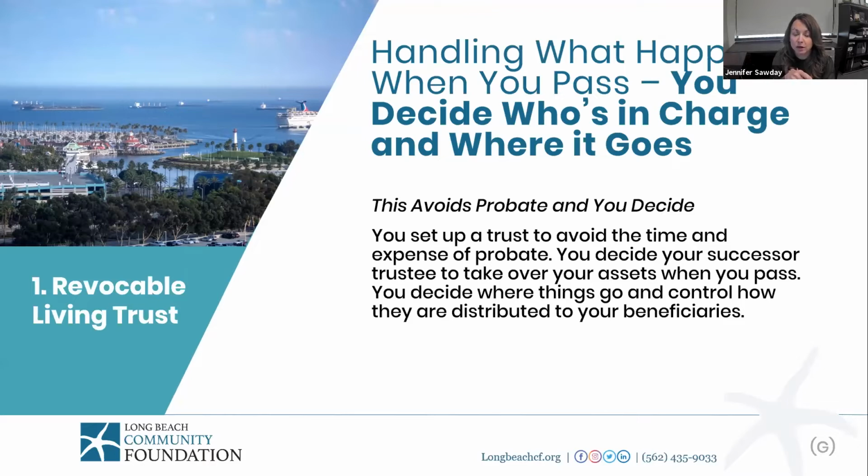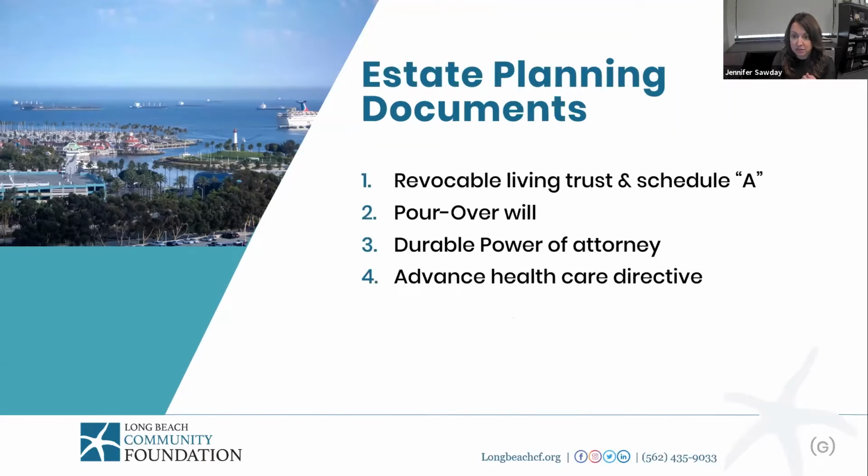So let's go back to what the documents are. So we have trust, pour over will, durable power of attorney, and then the medical directive, which is called in California, advanced healthcare directive. When we set up the trust, we also want to put a list called a Schedule A or a Schedule of Assets that tells your successor trustees what you have that is in the trust. People put things in, and if you pass and they open up the book, I want them to be able to look on your schedule and say, oh, I've got stock at Home Depot. I've got an account at the school credit union.